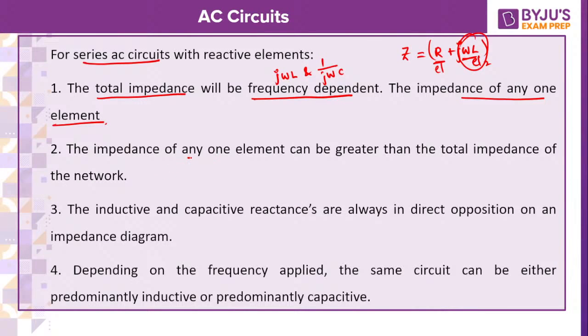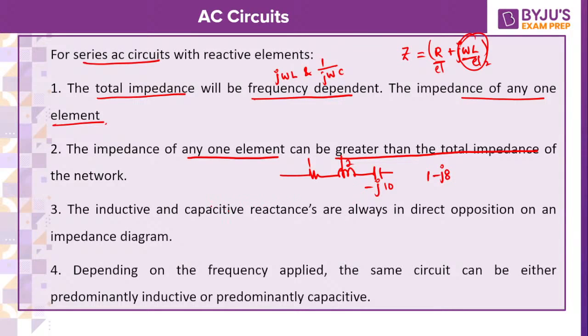The impedance of any one element can be greater than the total impedance also. How is it possible? It is possible like this. If I take j2 and minus j10, the impedance of one element can be greater than the total impedance. The total impedance comes out as minus j8. One element's impedance, if you take only the inductance, will be j2.